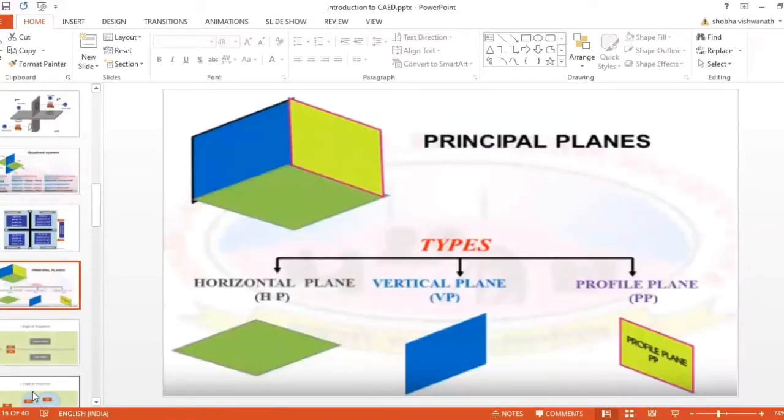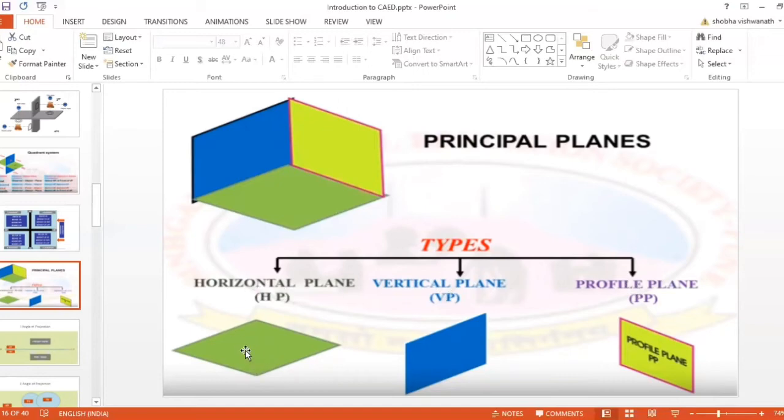Now we'll come to the basic principle of planes. If you take any planes, you can see different types of planes in orthographic projections. You have three different planes. One is the horizontal plane. Blue represents the vertical plane. The yellow color is the profile plane. So there are three types of planes you can consider in the first quadrant system: in the first angle projection system, the horizontal plane, vertical plane, and profile plane.